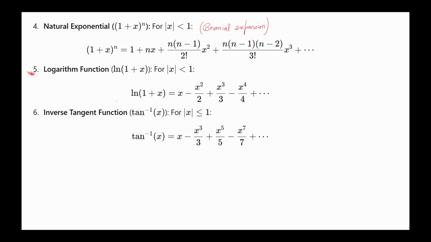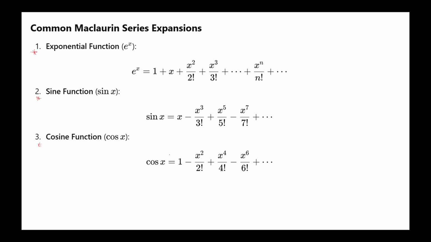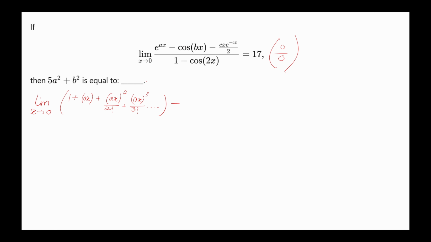Minus, how does cos bx open up as? Cos x opens up as 1 minus x square by 2 factorial plus x to the power 4 by 4 factorial. So 1 minus bx square by 2 factorial plus bx to the power 4 by 4 factorial minus, and this would go on up till infinity. Minus, what do we have here? Cx by 2 into e to the power minus cx.